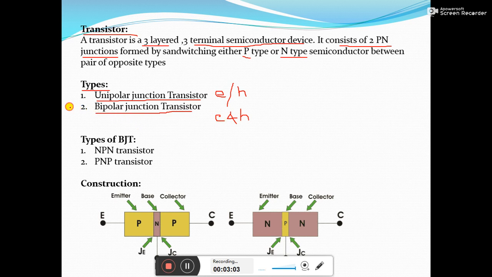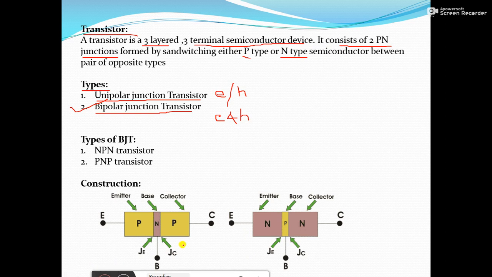So in this chapter we will be studying briefly about the bipolar junction transistor. Again, bipolar junction transistors are classified into two types: the NPN transistor and the PNP transistor. As you can see the construction here, first we shall see the construction of the NPN transistor. As the definition itself says, there will be two PN junctions, three layers, and three terminals also.